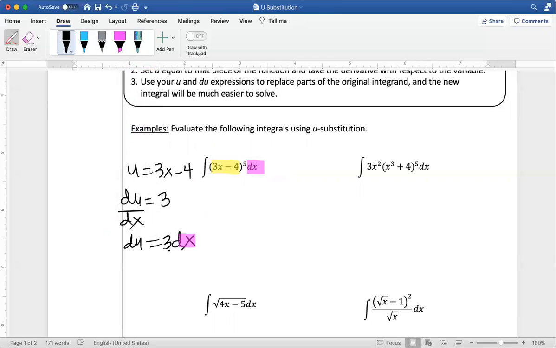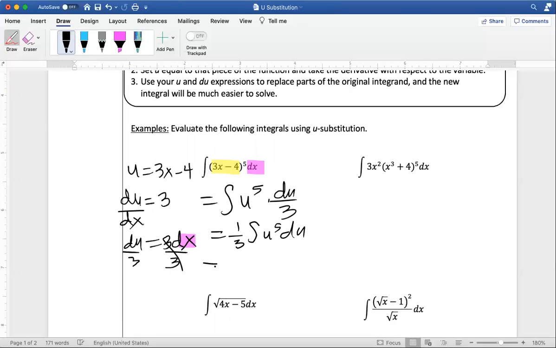Alternately, you can solve for dx, because that's what I have over there. Divide both sides by 3, so dx is du over 3. I'm going to rewrite this integral as u to the 5th times du over 3. Now I can pull that constant in front when I'm integrating, so 1/3 integral of u to the 5th du. And now this integral is just the power rule: add 1 to the power, divide by the new power. So 1/3 times u to the 6th divided by 6, plus c.